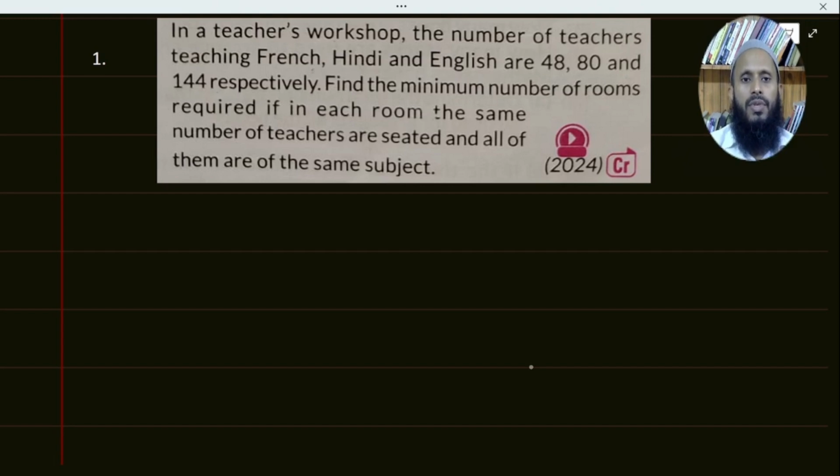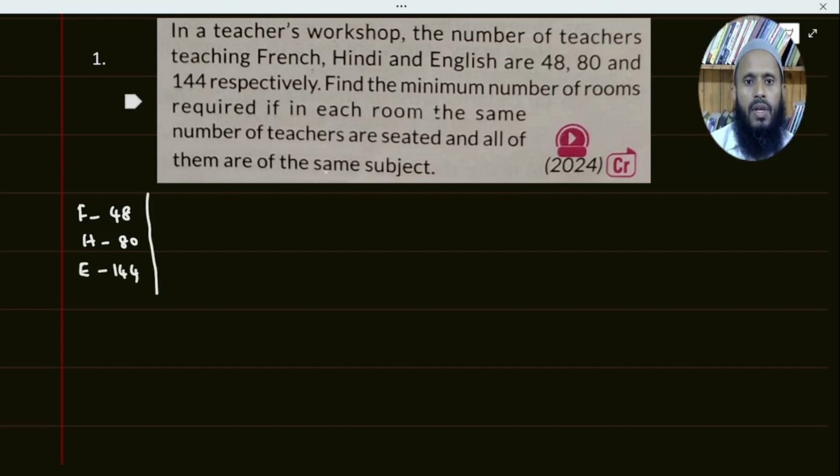Okay. So first question. In a teacher's workshop, the number of teachers teaching French, Hindi and English are 48, 80 and 144 respectively. Find the minimum number of rooms required if in each room the same number of teachers are seated and all of them are of the same subject. Now, in the question, it is given that there are three subject teachers. One is French, 48 teachers are there. Then Hindi, 80 teachers are there. And then English, 144 teachers are there.